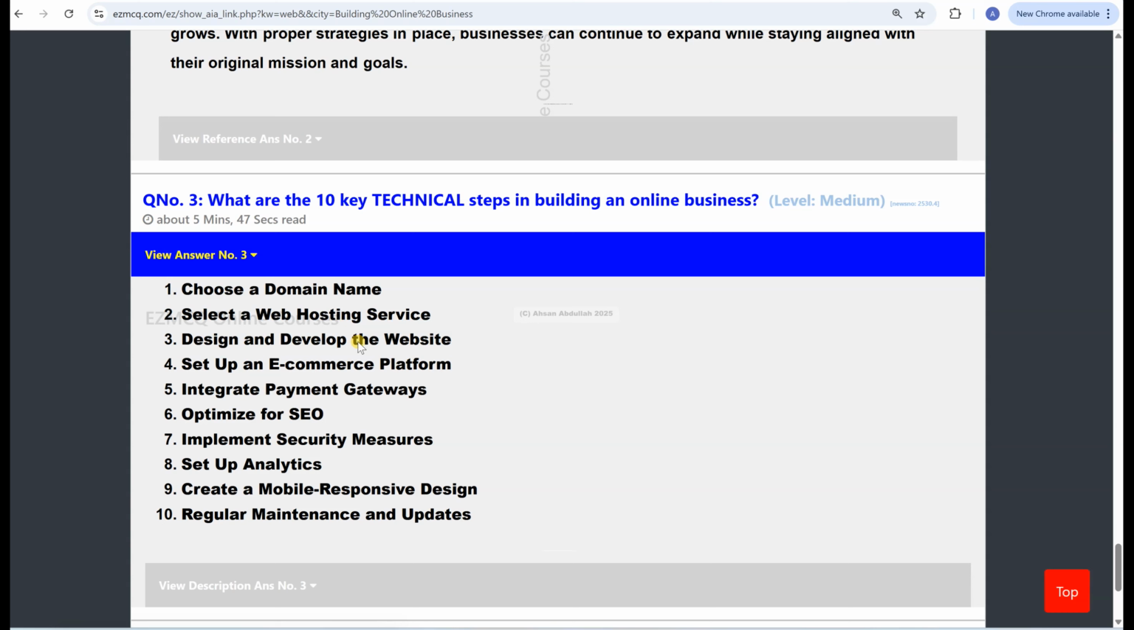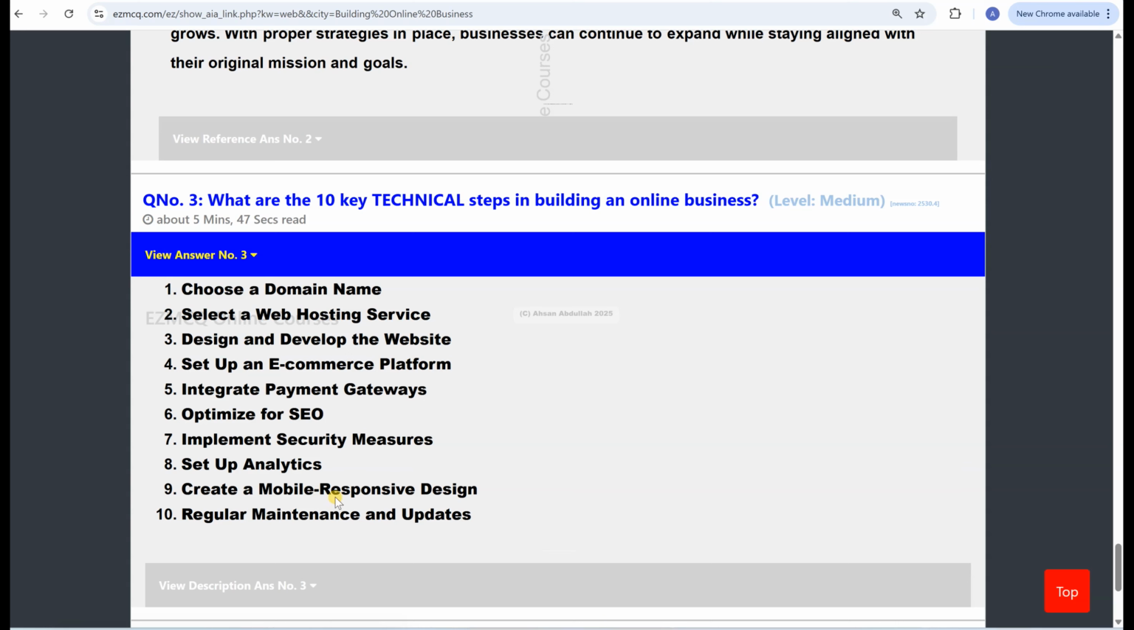Design and develop the website. Basically, the website here means the web application. Set up an e-commerce platform depending upon how you're going to receive payments. Integrate the payment gateways. Optimize for search engine optimization, such that it appears on top of organic web searches. Implement security measures, because some people, for the fun of it or for ulterior motives, might want to compromise the security. And set up analytics. This is very important because what you cannot measure, you cannot manage.